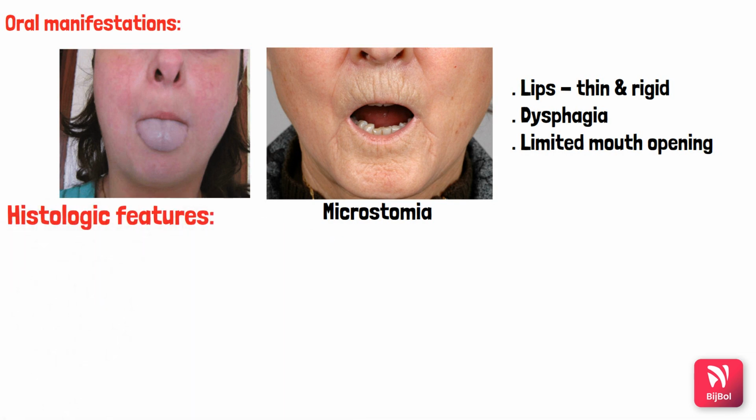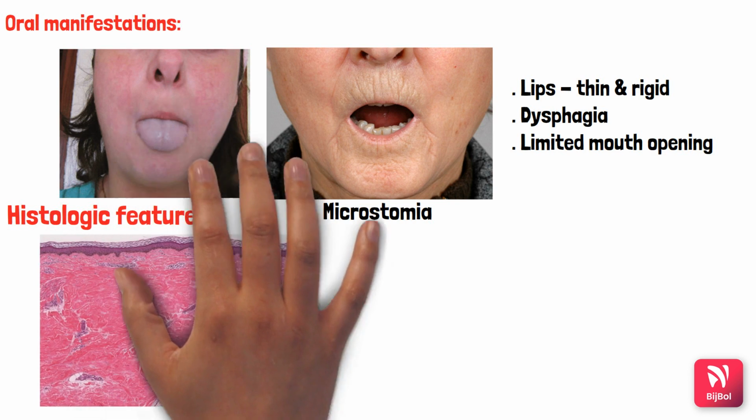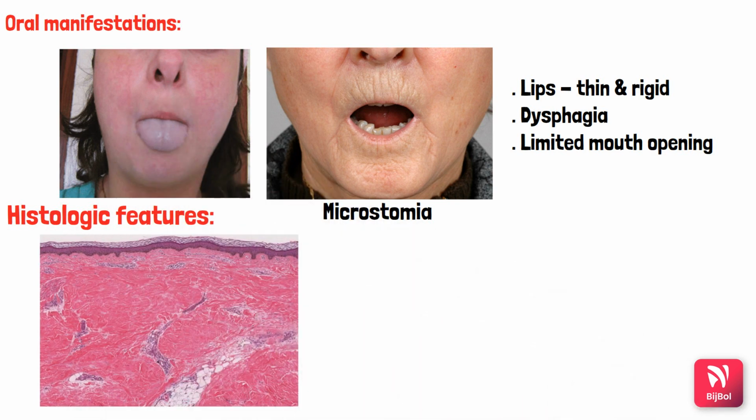So what are the histological features? There is increased collagen deposition, right? Normally in connective tissue, there will be bundles of collagen here and there, but here it is a collagen disease itself. So hyalinized collagen will be seen.